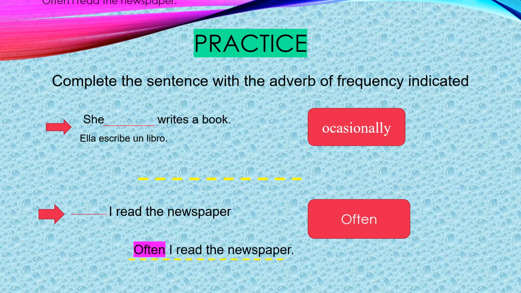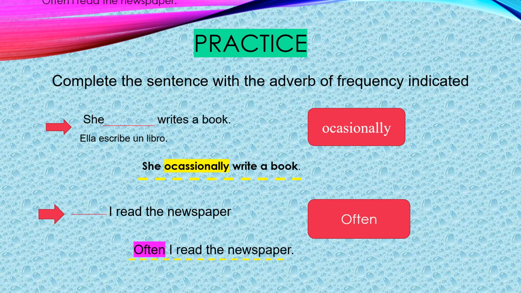Very good. So, occasionally has to be here, alright? Okay, let's see. Very good. Okay, and the sentence says she occasionally writes a book. Very good, very good.